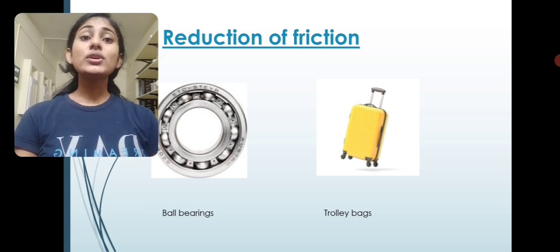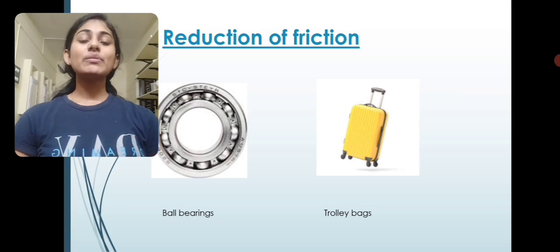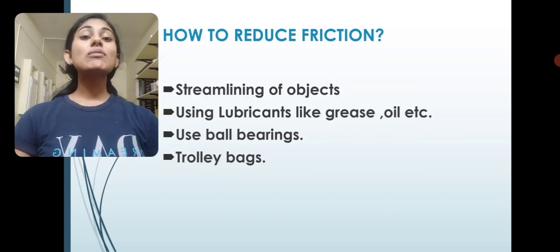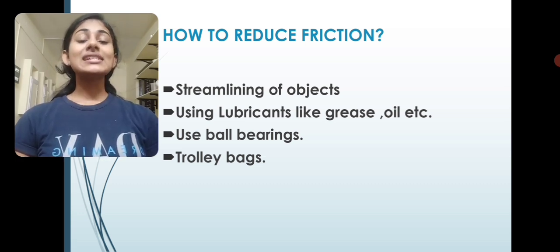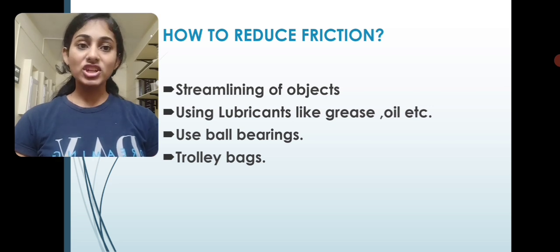Similarly, friction is good in some cases. For example, we can easily walk. It is due to the friction between our foot and the surface. Ball bearings will reduce this friction. Similarly, we use trolley bags. The wheels on these bags make them easy to move and oppose the friction. And there are other ways, like streamlining of objects. What do we mean by streamlining of objects? Have you seen the shape of an airplane? And similarly the shape of a boat? These are all designed in such a way as to reduce friction.